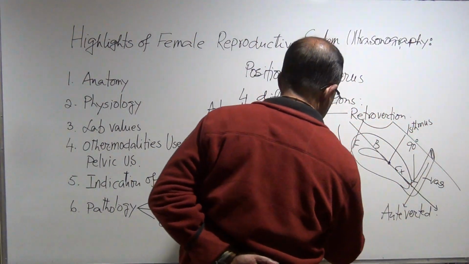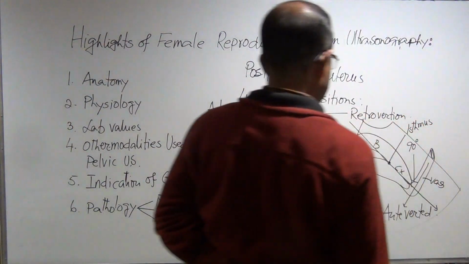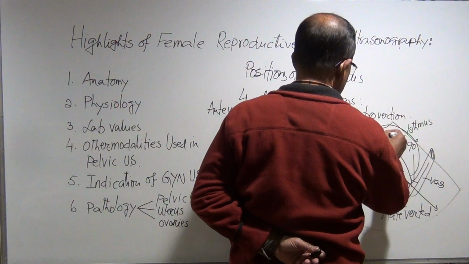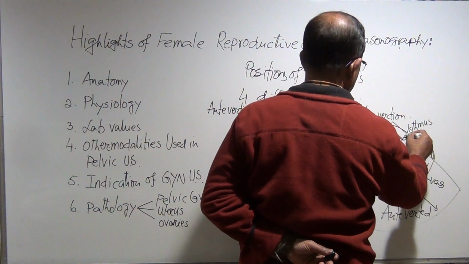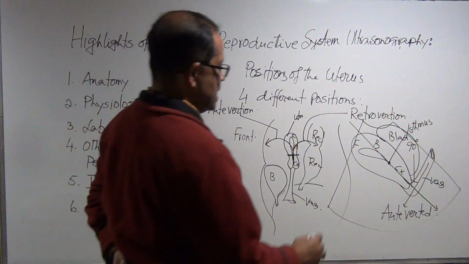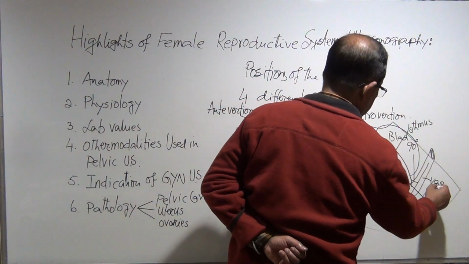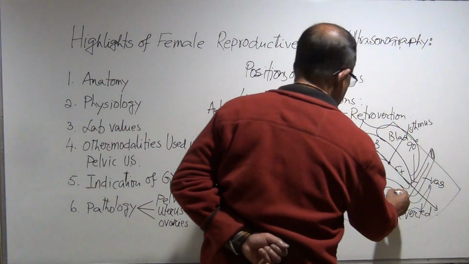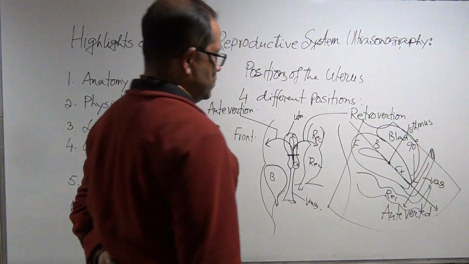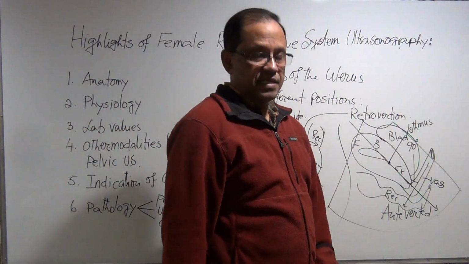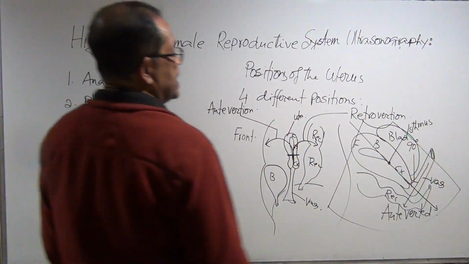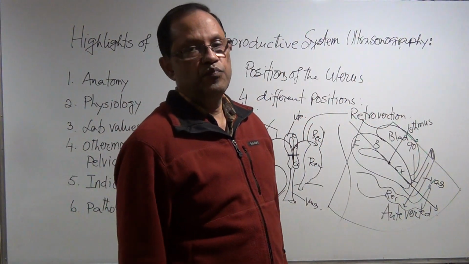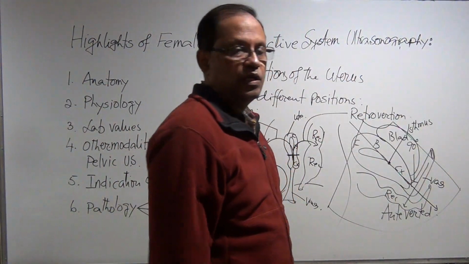this picture. You will see this image. The bladder is here. This is bladder. Okay, and you will see the rectum is here. This is rectum. Okay, automatically you can say this is anteverted. To get the anteverted, make sure the bladder is full.